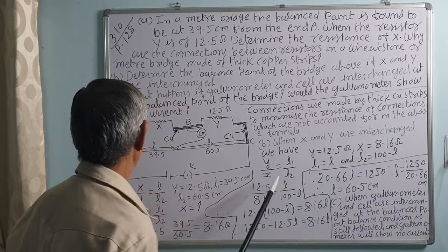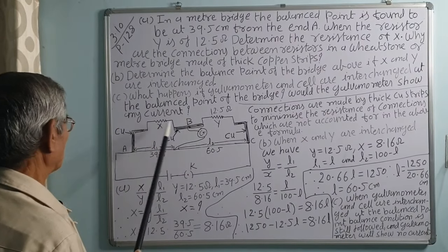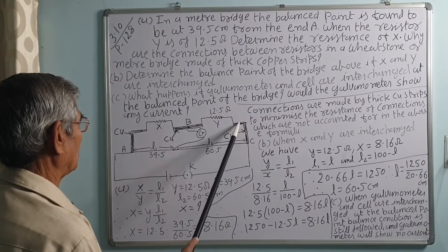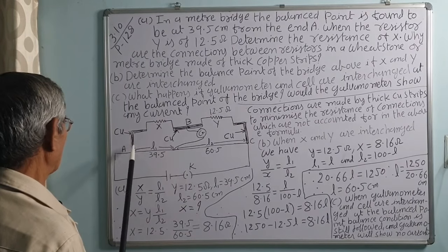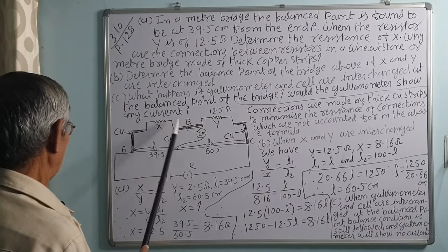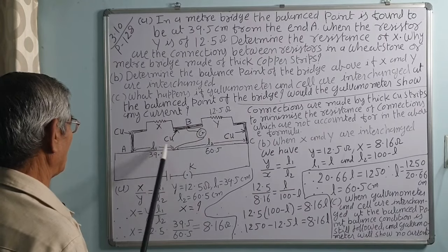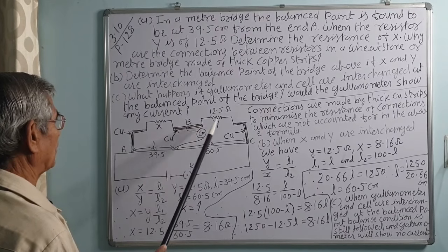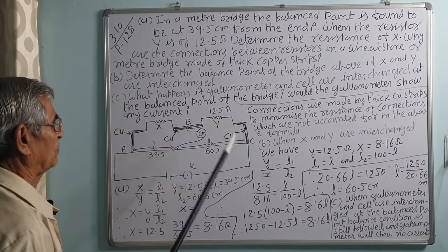in the above formula. These thick copper strips have very negligible resistance. So, these are not accounted. We account only for the calculation of X, Y and L1 and L2. The resistance of this copper strip should be very small, that is minimum.